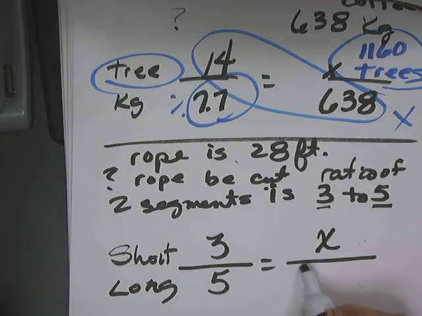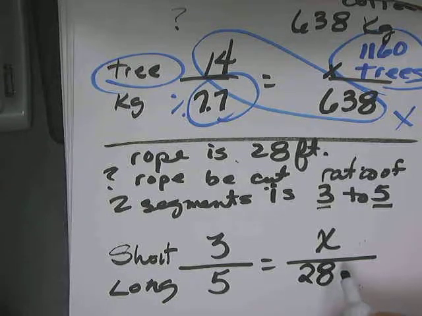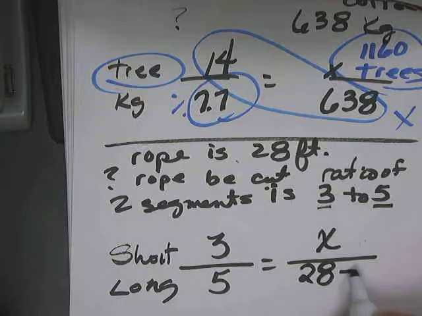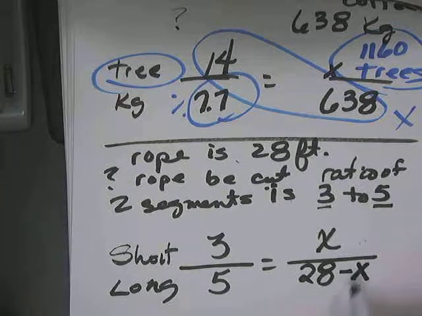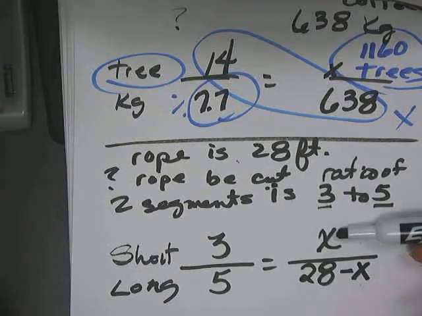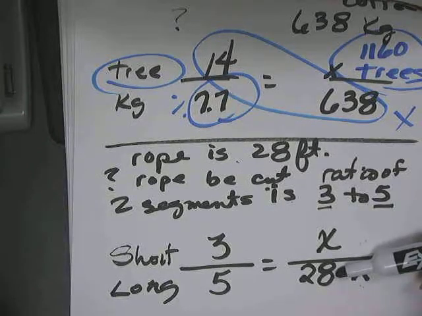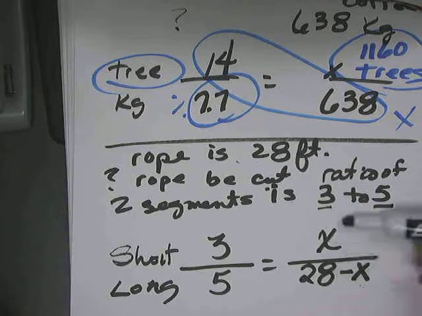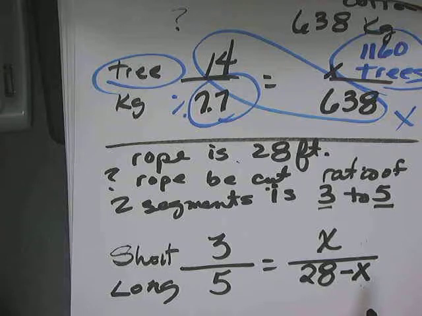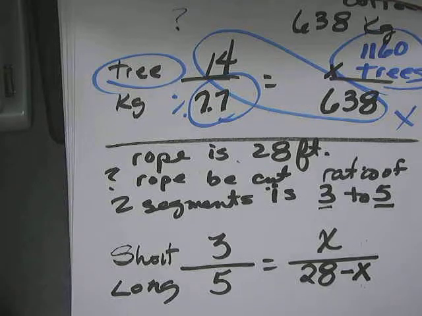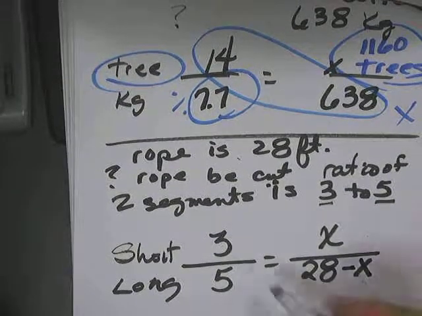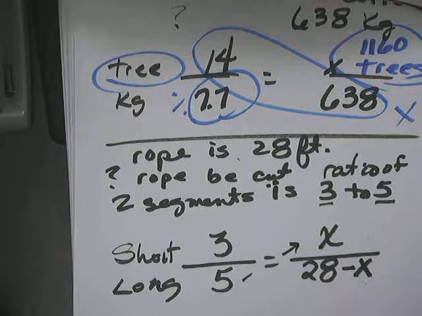Philip, any ideas? How about if we put X and then 28 minus X. If this was 2, you do 28 minus 2 to get the other, right? 2 and 26. Now, does that make sense?